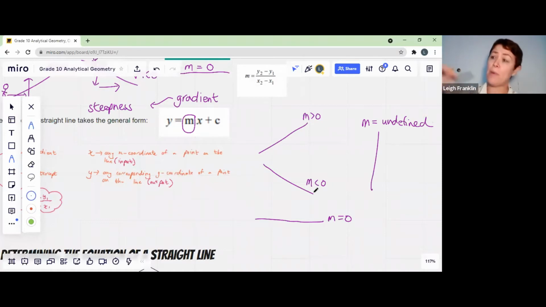So horizontal lines have 0 gradient. Lines that slope up to the right have a positive gradient. Lines that slope down to the right have a negative gradient. And vertical lines have a gradient that is undefined. Now, what does the word undefined mean for us in maths? When we talk about something being undefined, what does it actually mean?